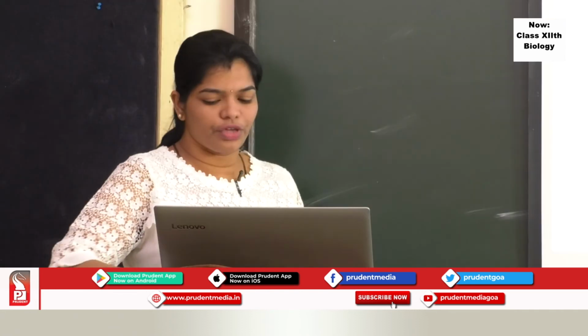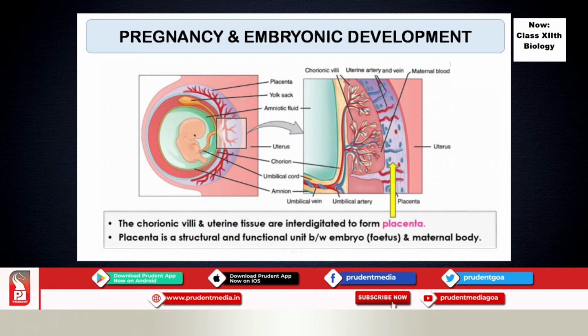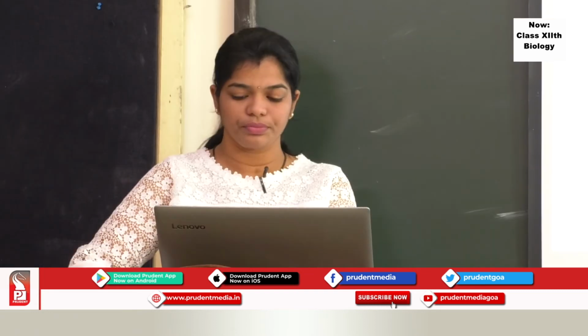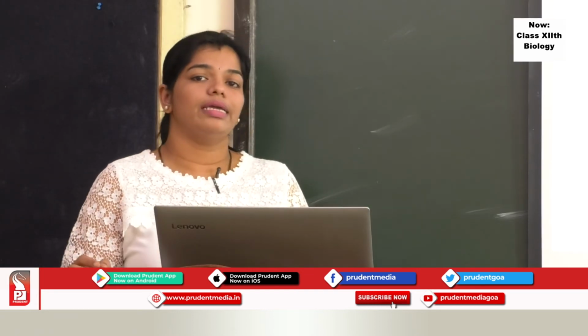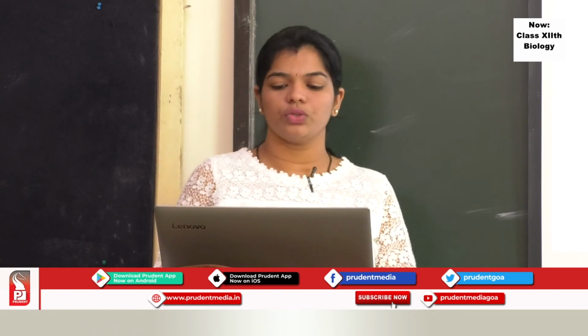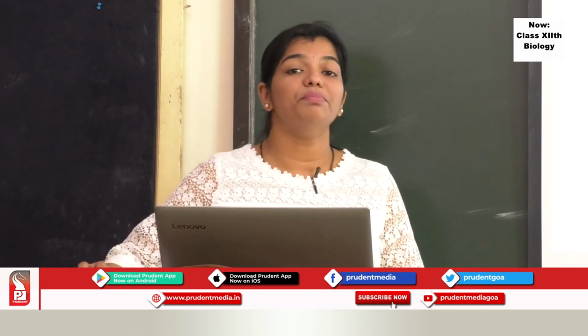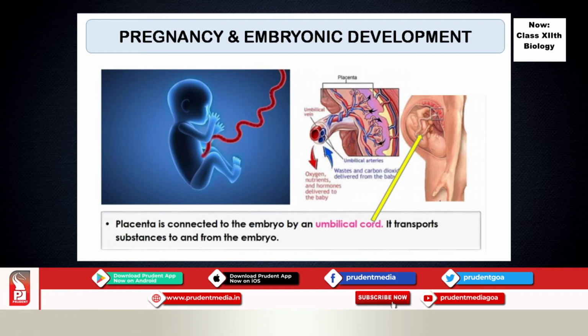Fine. If you just have a look over here, this is the chorionic villi. Along with the uterus, the uterine tissue, it forms the placenta. So the whole thing is the placenta. The placenta is connected to the fetus using a long cord called the umbilical cord. So this is the umbilical cord, which arises from the fetus and gets connected to the placenta. The whole thing is the placenta, and this is the umbilical cord.